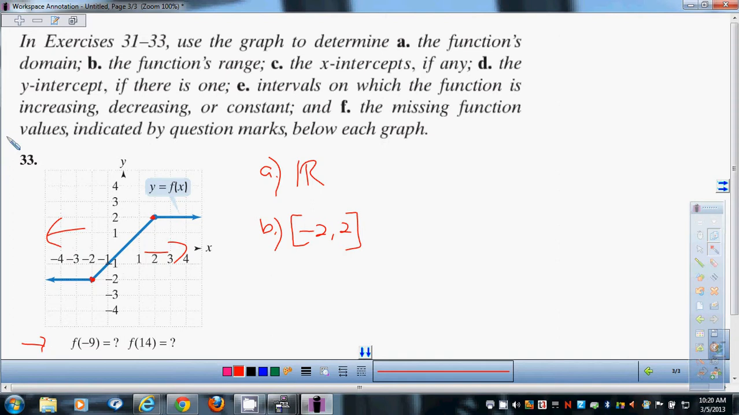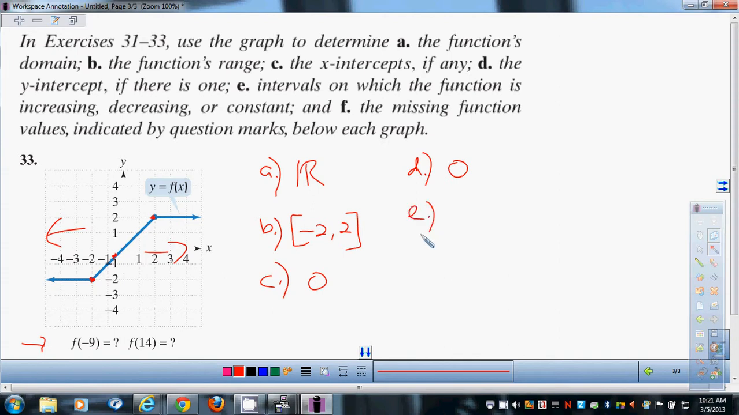Part C. Let's see. X-intercepts. Where does this thing cross the x-axis? Nate? Very good, even though my axes didn't show up very well. That is 0. The x-intercept is 0. What about the y-intercepts, Ryan? Again, 0 because it goes to the origin. Very good.